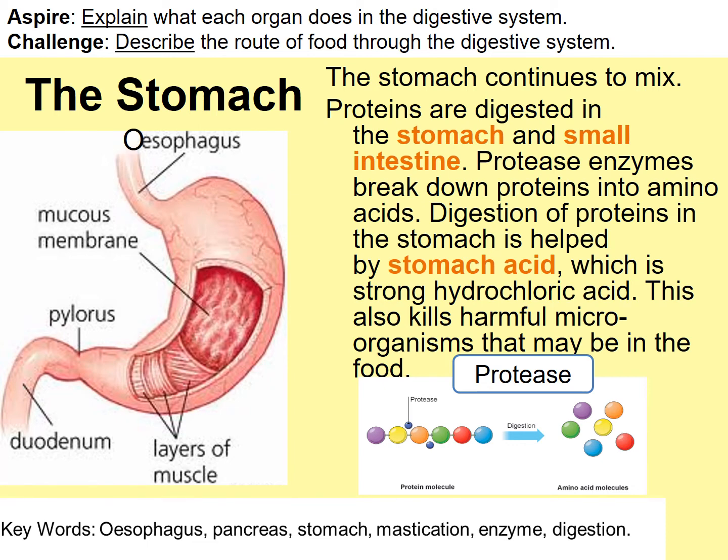And that acid is also there to help the protease work. What the acid does not do is break down your food. Okay, please be careful. That's a really common misconception that students have. The acid doesn't break down the food, but it does kill harmful microorganisms, and it does help the protease to work.